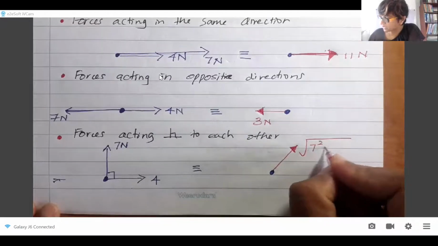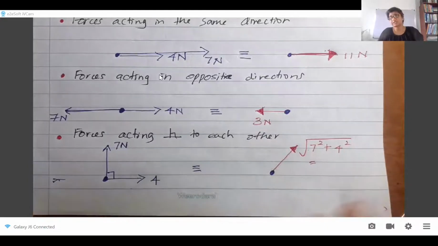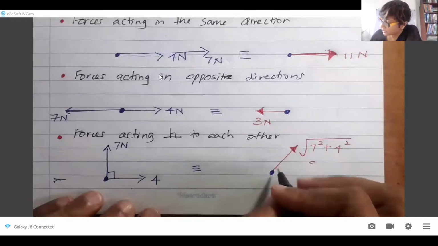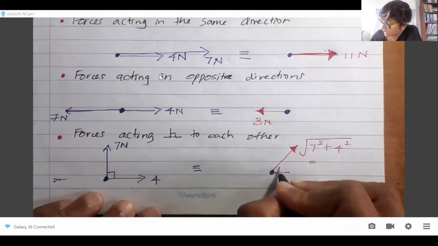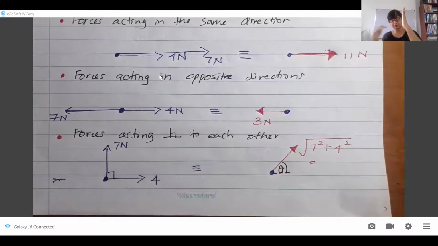square root of 7 squared plus 4 squared, which is how much? Use a calculator and tell me. And you can exactly tell the angle here, or this angle with the vertical. One of the angles, the angle with the horizontal or the angle with the vertical. You can exactly say in what direction it's moving. You can find theta by doing tan theta. What's the answer for that?